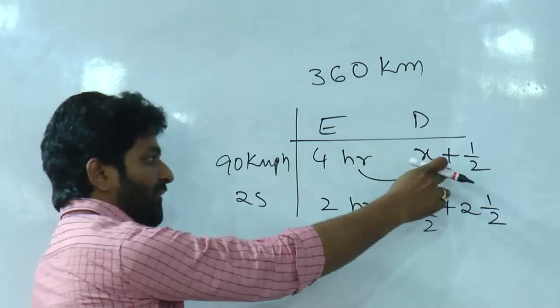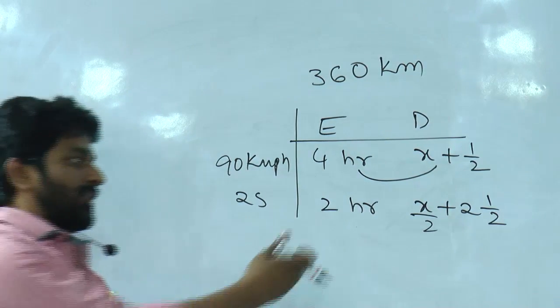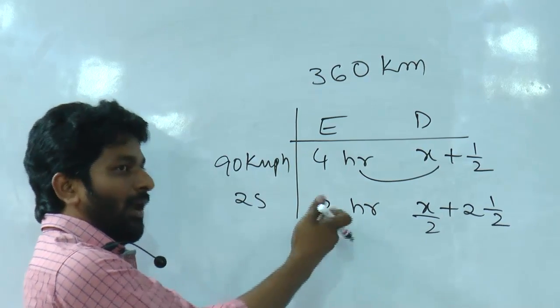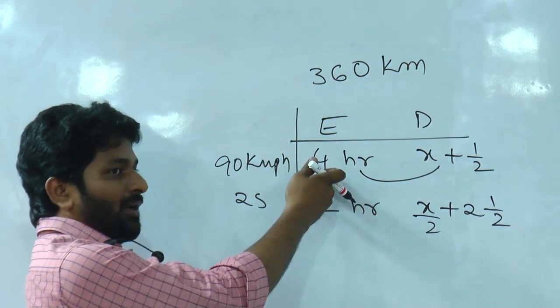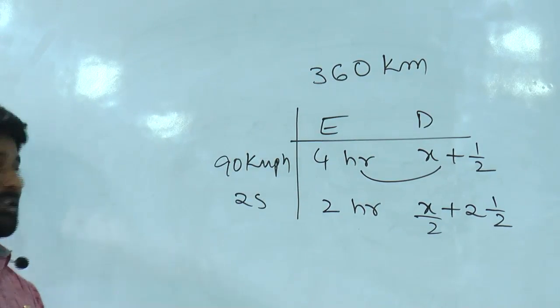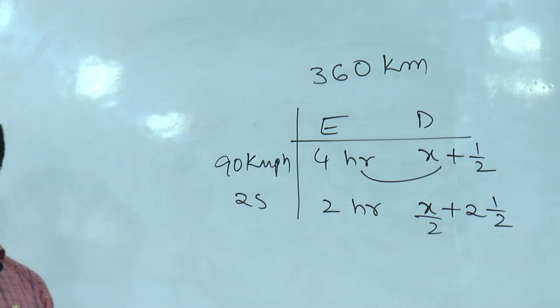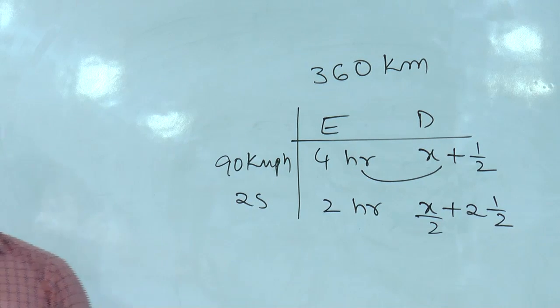Because the time difference between these two should be the same every time, right? So the difference is 2 hours, so in the second case x by 2 value is 2. So x becomes 4. In 4 hours, if Ellie covers 360 kilometers, the speed of Ellie becomes 90 kilometers per hour. That's it. Or else you can verify it from the options, like we did in the first case.